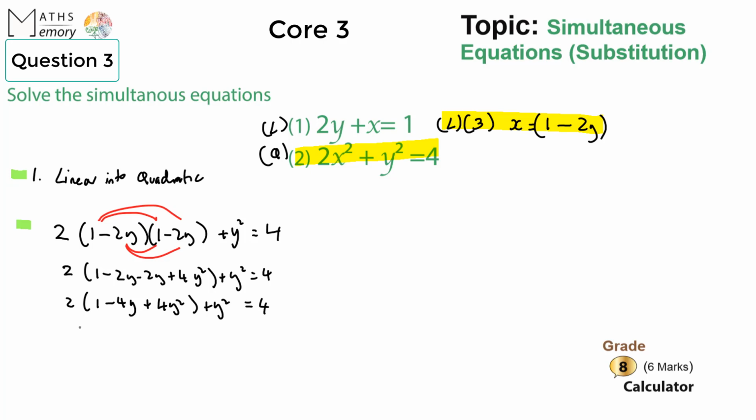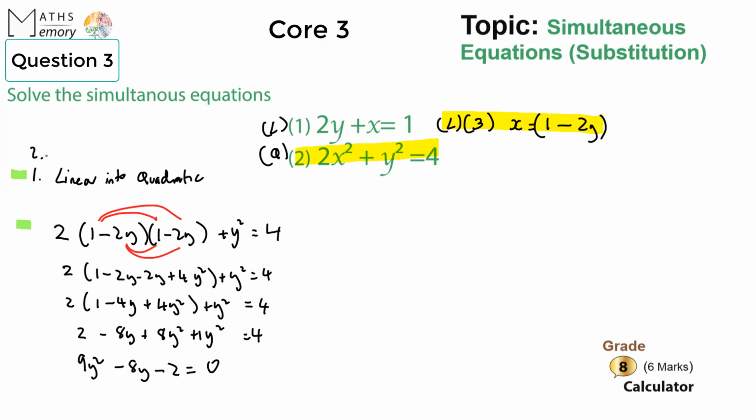Let's multiply everything by 2 now. So it's 2 minus 8y plus 8y squared plus y squared equals 4. So let's try to form a quadratic now. So all the y squareds, we have 8y squared plus 1y squared, 9y squared. All the y's, we have a minus 8y over here. And 2 take away 4. Look how I'm taking the plus 4 to make a minus 4. So 2 minus 4 is minus 2 equals 0.